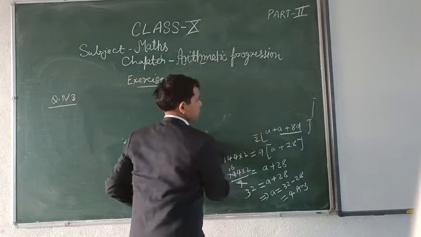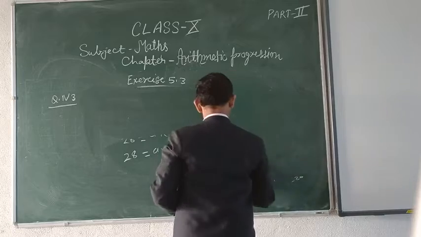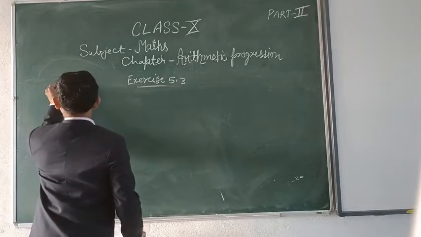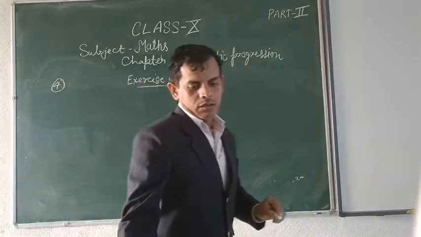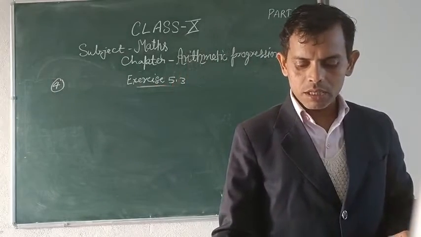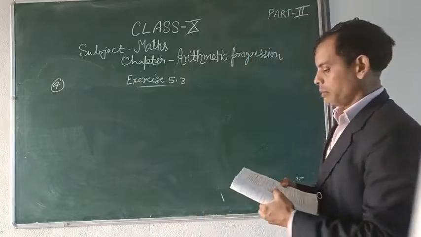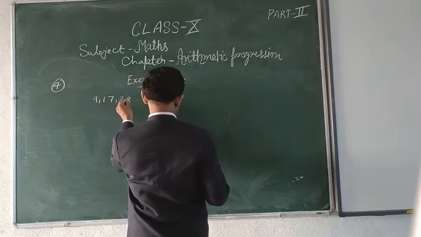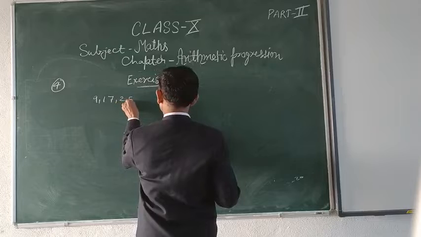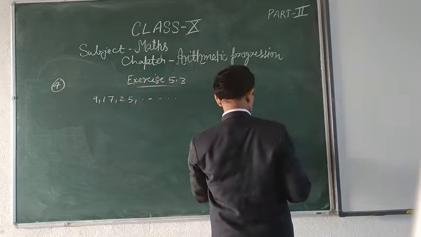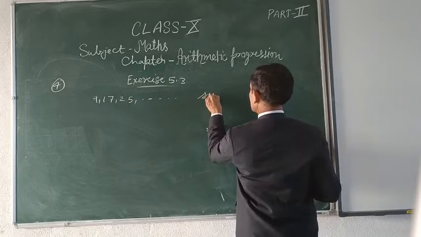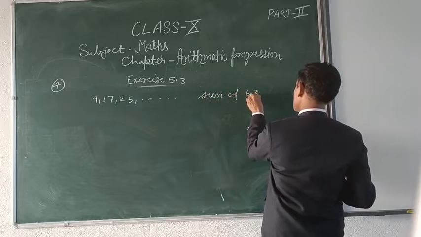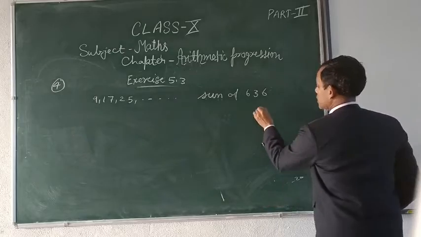Now move on to question number 4. How many terms of the AP 9, 17, 25, and so on must be taken to give a sum of 636? The answer is given as 636. So we need to find here n.